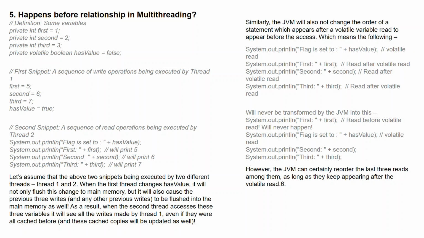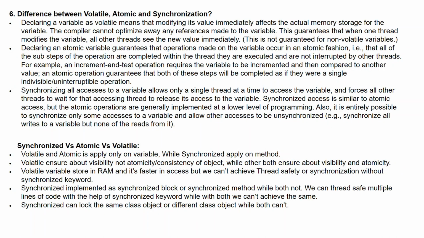Similarly, the JVM will also not change the order of a statement which appears after a volatile variable read to appear before the access. Which means the following. See an example. However, the JVM can certainly reorder the last 3 reads among them, as long as they keep appearing after the volatile read. 6. Difference between volatile, atomic and synchronization.